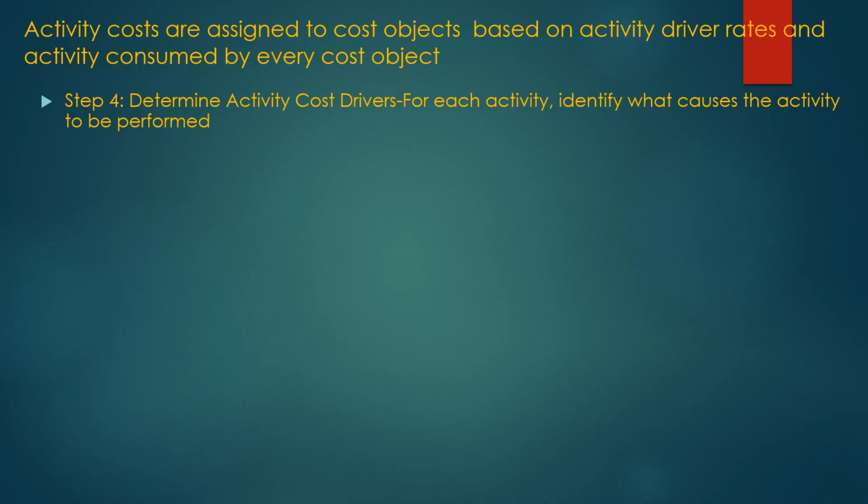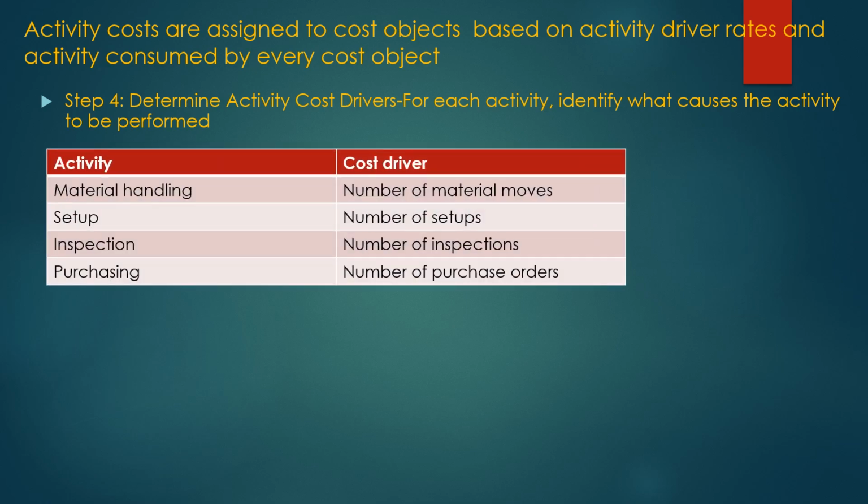Step 4. Determine activity cost drivers. For each activity, identify what causes the activity to be performed. These are the various lists of activities. Like material handling, the cost driver is the number of material moves. For setup, it is the number of setups. For inspection, the number of inspections. For purchasing, the number of purchase orders.